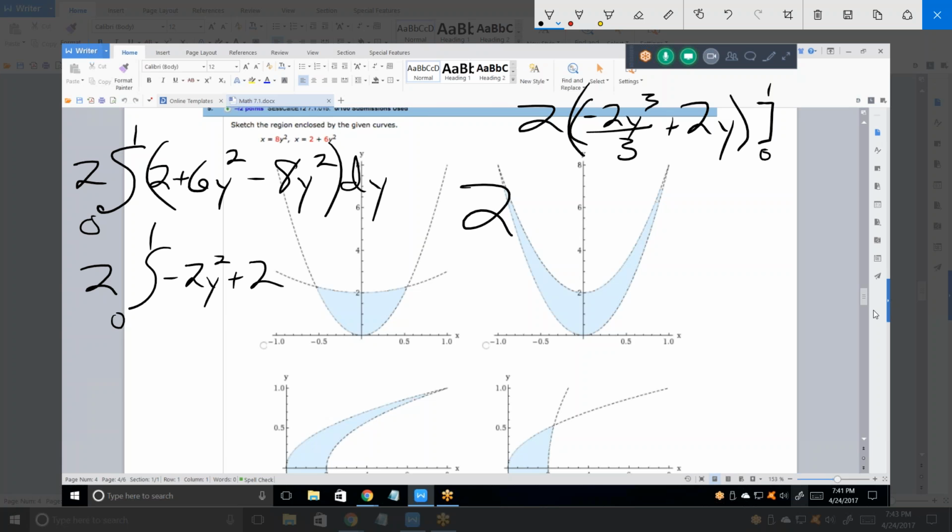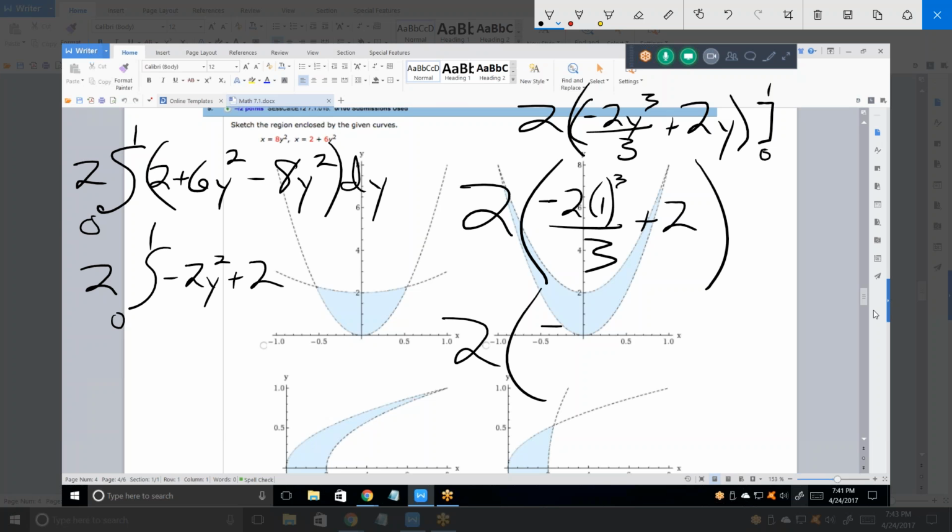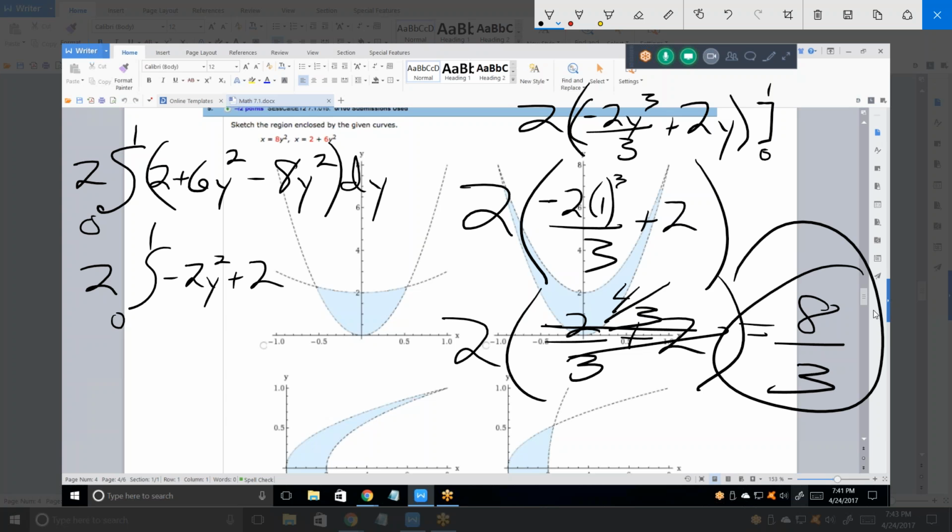Okay? And the next thing, again, I don't have to evaluate at 0, so I only have to evaluate it at 1. So it's 2 times negative 2 times 1 cubed over 3 plus 2. So now we've got 2 times minus 2/3 plus 2. Well, minus 2/3 plus 2 is 4/3. Times 2 is 8/3. There's the area.